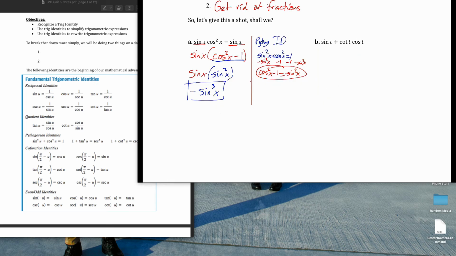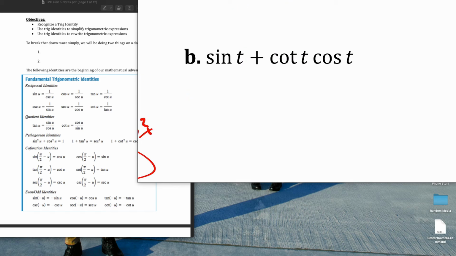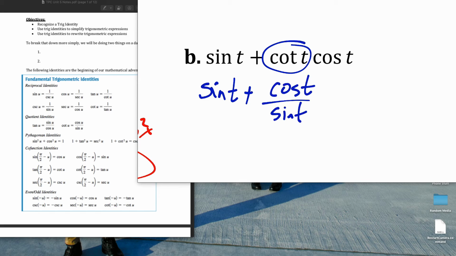So in general, as I was saying a second ago, you're often going to use the Pythagorean identity. And then my other general strategy is get things in terms of sine and cosine as quickly as possible. So for example, on letter B, sine of t plus the cotangent of t times the cosine of t. I'm going to leave the sine of t alone, and for cotangent of t, we're going to use one of your quotient identities and replace it with cosine of t over sine of t. And we're still multiplying that by cosine of t.